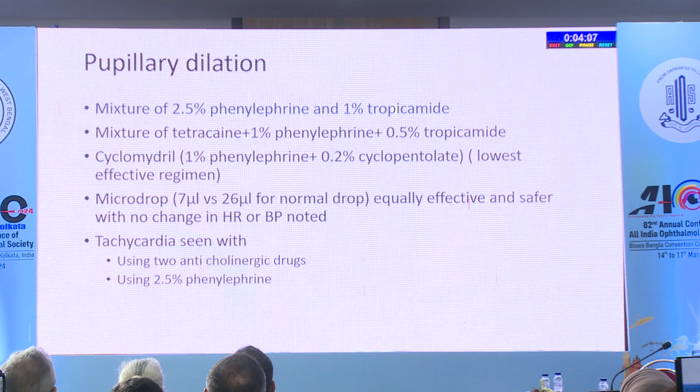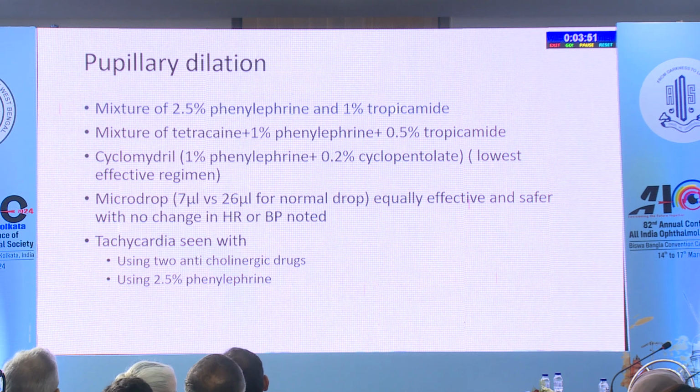Pupillary dilatation, there are lots of regimens available. A mixture of 2.5% phenylephrine and 1% tropicamide is the most commonly used. In India, we have only the so-called Tropicacil Plus, which when you dilute it, it becomes 2.5% phenylephrine and 0.5% tropicamide, which is okay. A mixture of tetracaine with 1% phenylephrine and 0.5% tropicamide also has been used by one particular group. Cyclopentolate is available in the Western countries made by Alcon, but for some reason is not marketed in this country. 1% phenylephrine with 0.2% cyclopentolate.